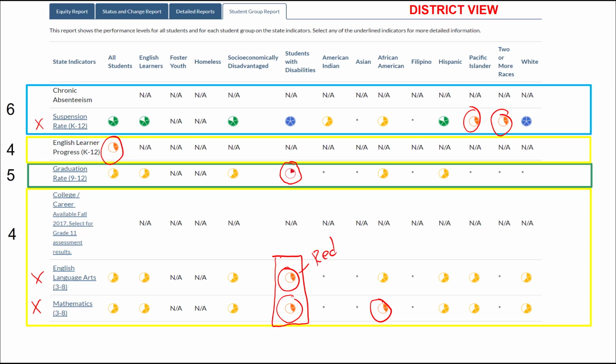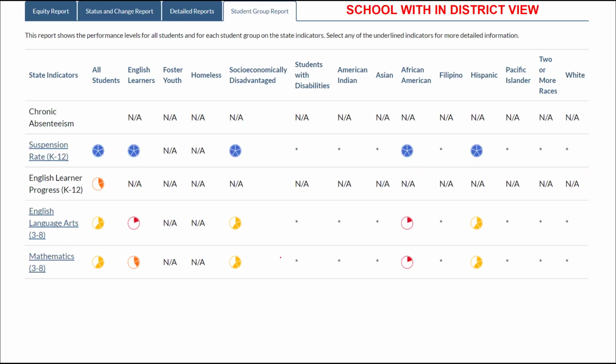And again, I just highlight those indicators. Now let's go with a view of a school within the district. So now this is an elementary school within the district. We can do some analysis. And again, suspension rate is awesome.